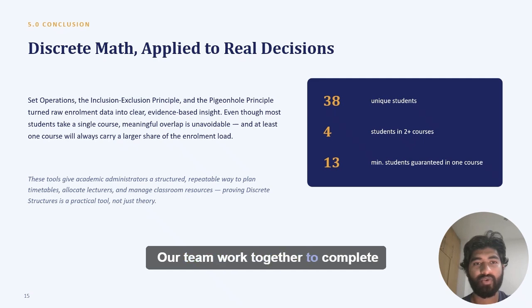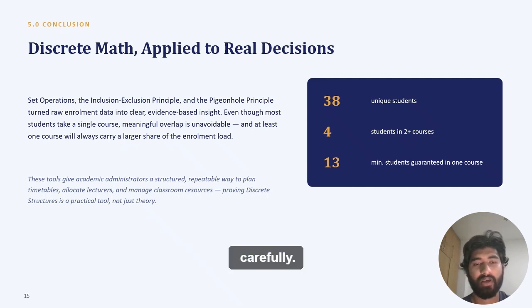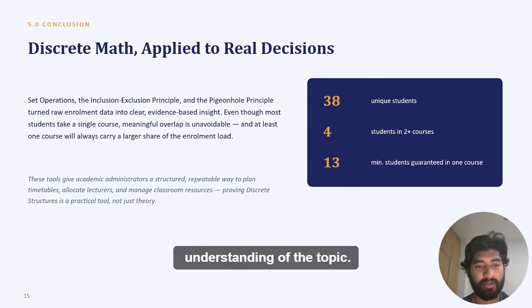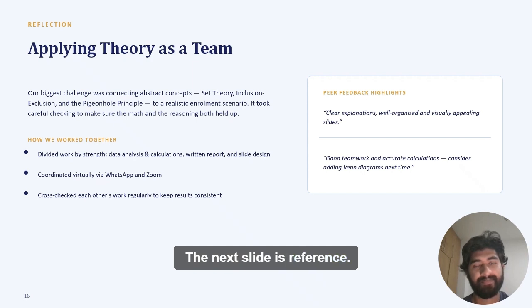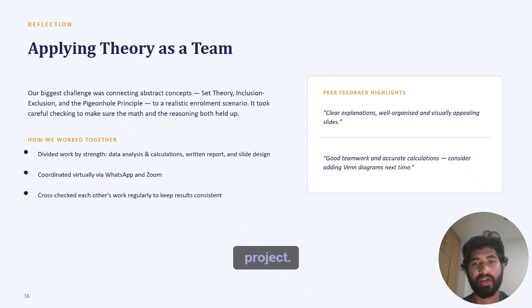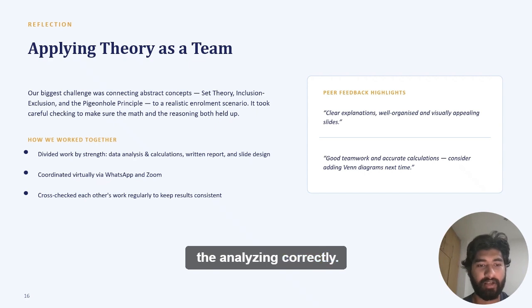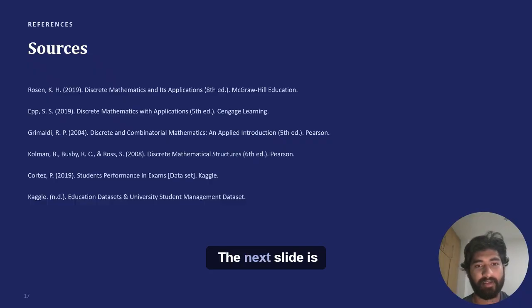Our team worked together to complete this project successfully. We shared our tasks, communicated regularly, and checked our work carefully. This project improved our teamwork and understanding of the topic. The next slide is references. We used several discrete mathematics books and Kaggle datasets to complete this project. These sources helped us understand the concepts and perform the analysis correctly. The next slide is sources.